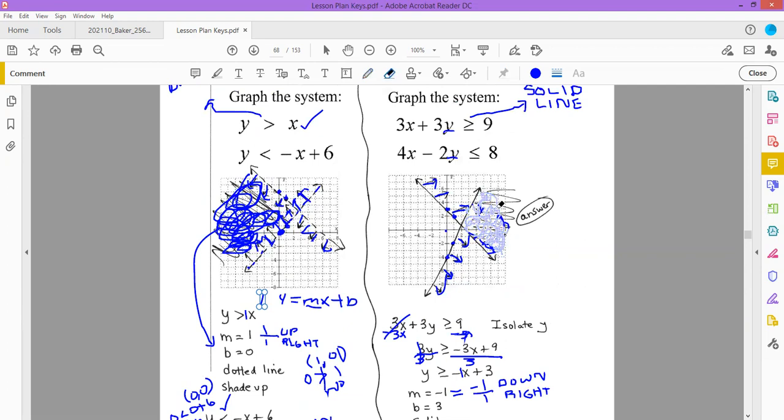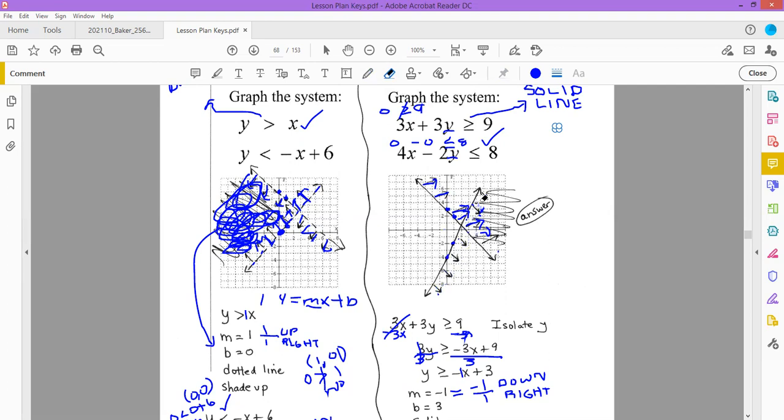All right, for that first inequality, let's go ahead and test the point (0, 0). We get 3 times 0, that's 0, plus 3 times 0, that's 0. Is 0 greater than or equal to 9? No. So (0, 0) is not a solution to the first inequality. We shade the section that did not have (0, 0). For the second inequality, 4 times 0 minus 2 times 0 is 0. Is that less than or equal to 8? That is true. So therefore, we should shade the section that has (0, 0).